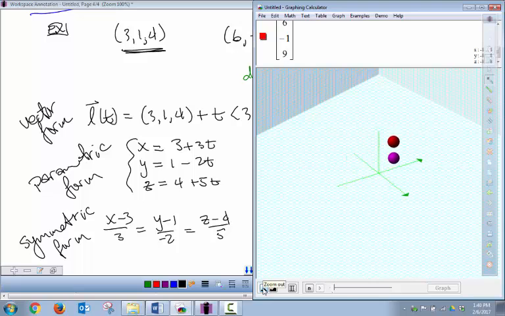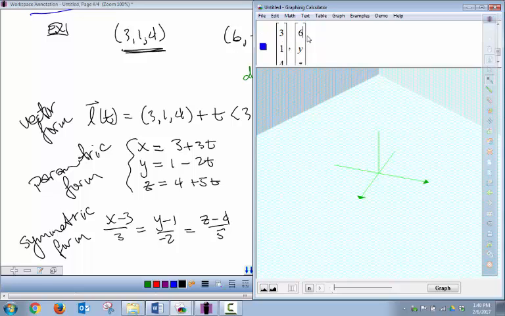So here are a couple points we have in our space. Let's find that direction vector we found, to make sure that it's going in the right direction. We went from head minus tail, so the head was 6, -1, 9, and the tail was 3, 1, 4. So here we have the vector connecting those two.